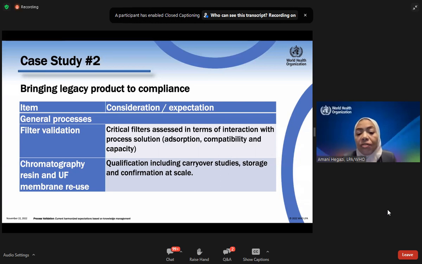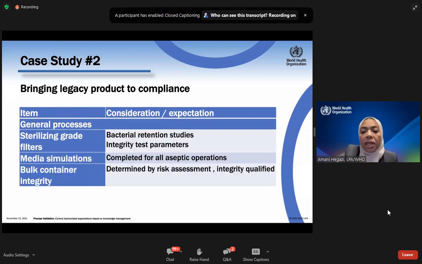Chromatography resin and ultrafiltration membrane. The qualification, including carryover studies, storage, and confirmation at scale, should be verified that it is available and in place. Sterilizing grade filter, bacterial retention study, integrity test parameters are in place. Integrity test is performed on the original solutions, so it is functioning properly.